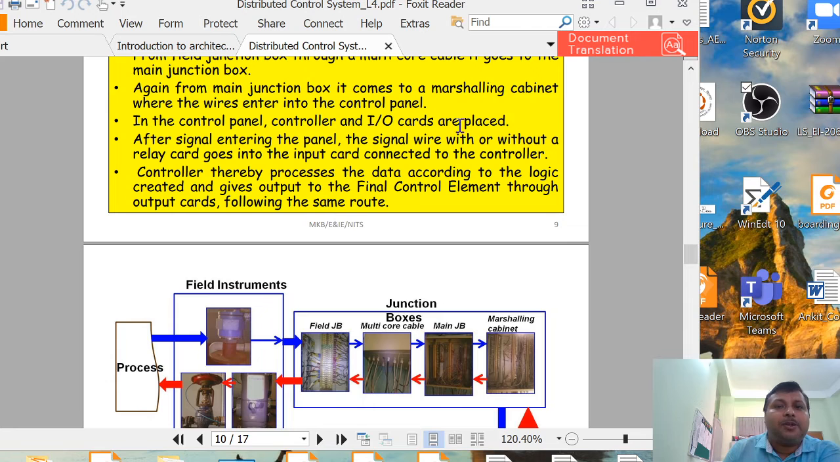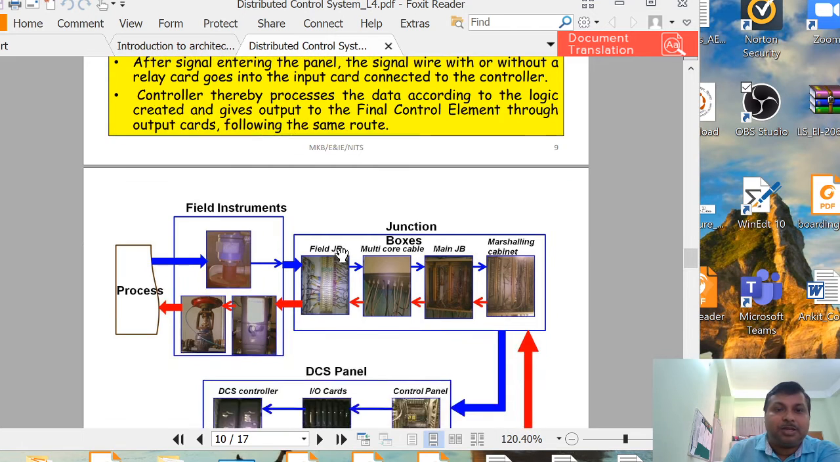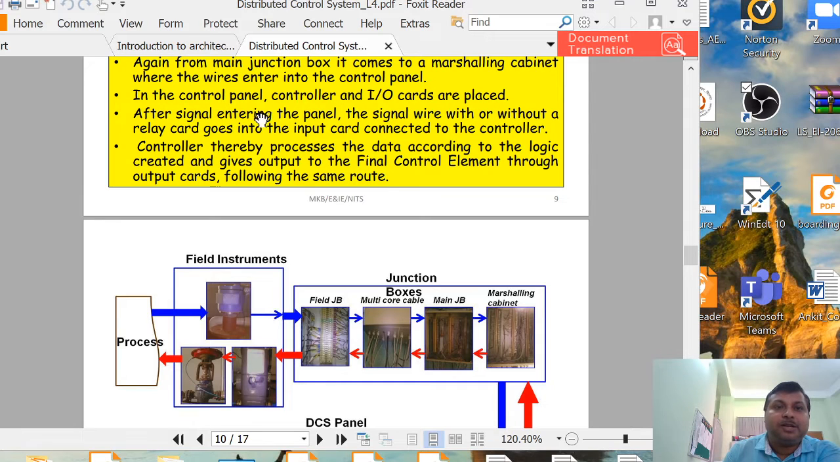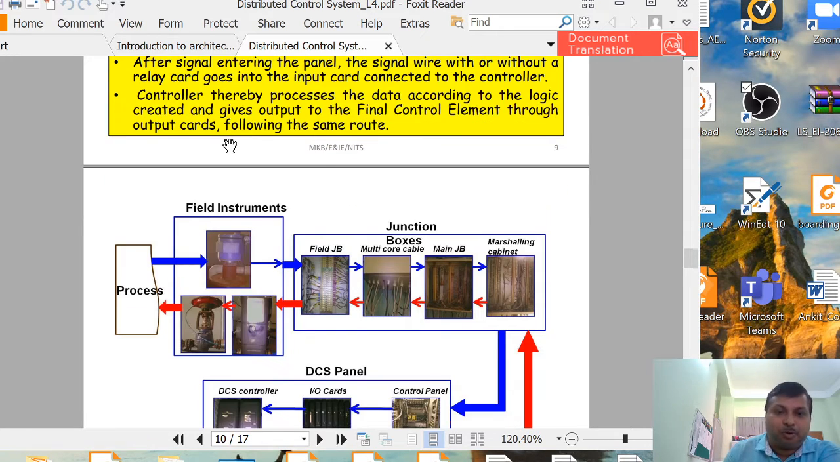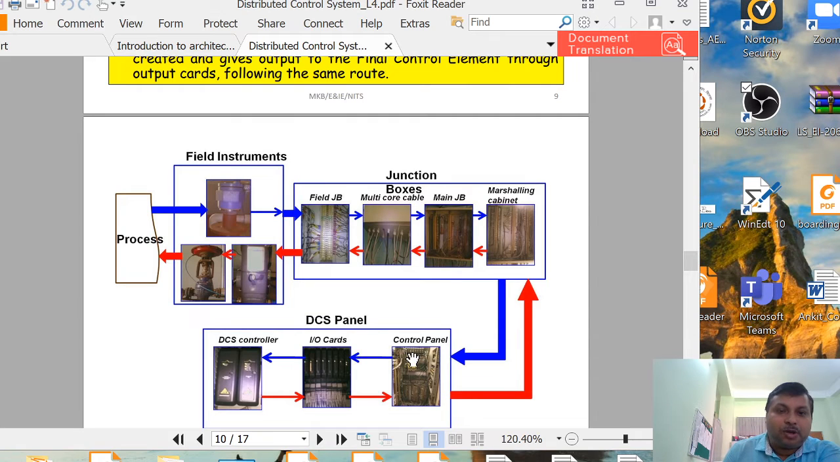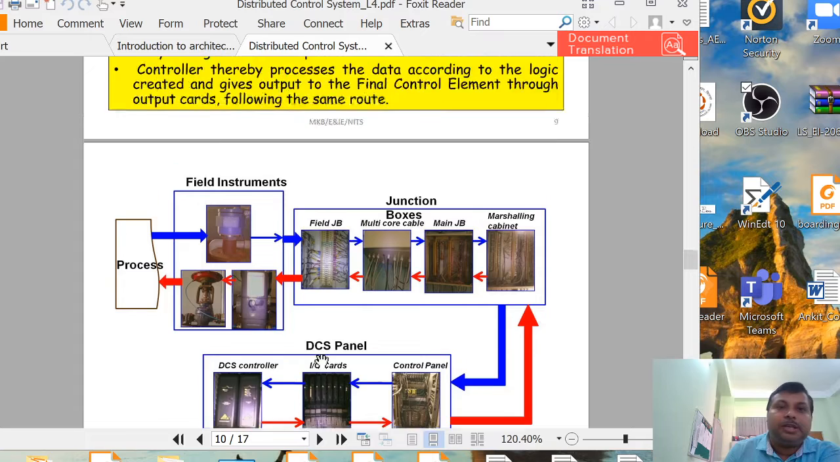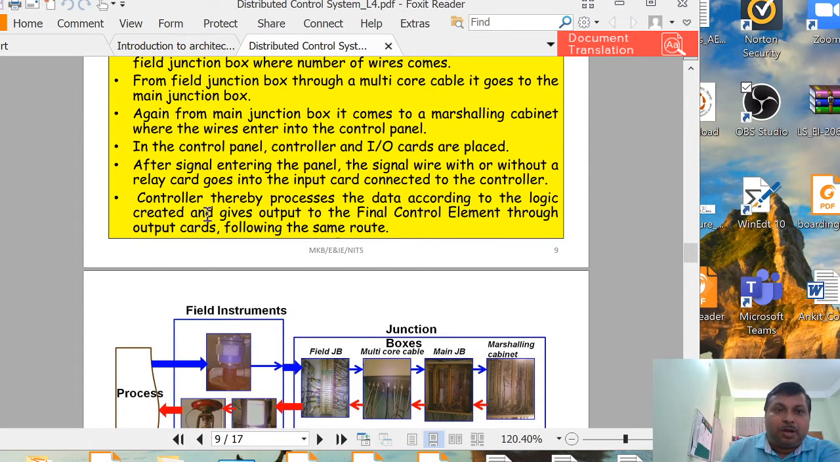the controller and IO cards are placed inside the control panel or DCS panel. After the signal enters the panel, with or without a relay card it goes into the input card connected to the controller. The signal which is coming from the field is not going directly to the DCS controller, it is going through the input cards.